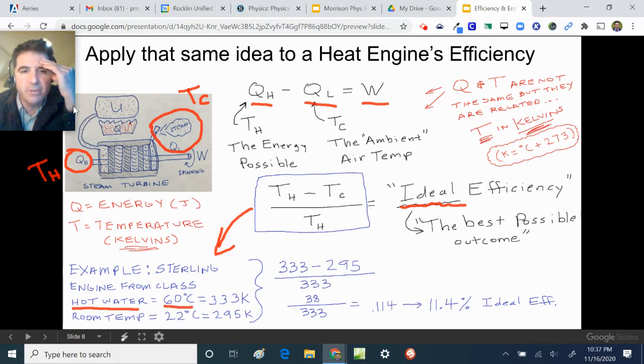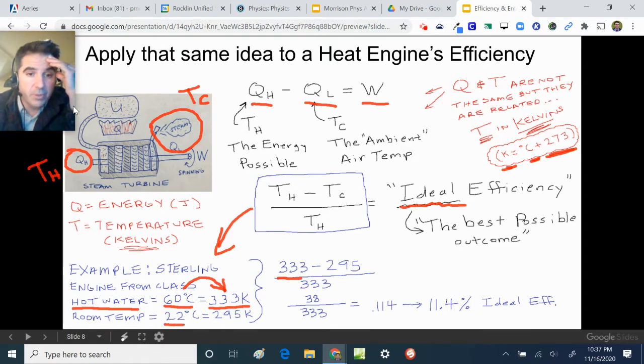In order to get from Celsius to kelvins, we have to do this. Kelvins is equal to our Celsius plus 273. So 60 plus 273 gives me 333 kelvins, and I put that right there. That's my hot side.